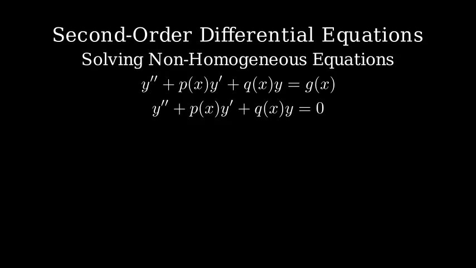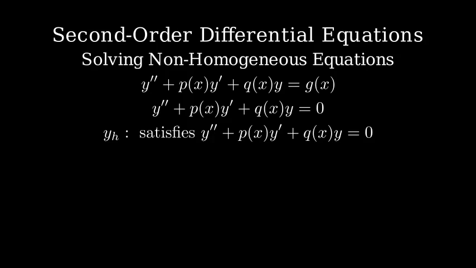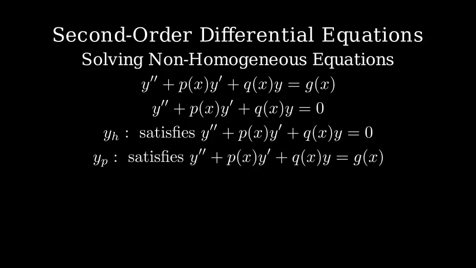The solution to our non-homogeneous equation consists of two parts. First, the complementary solution, or homogeneous solution, y_h, which satisfies the homogeneous equation. Second, a particular solution, y_p, that satisfies the original non-homogeneous equation. The general solution is simply the sum of these two parts: y = y_h + y_p.